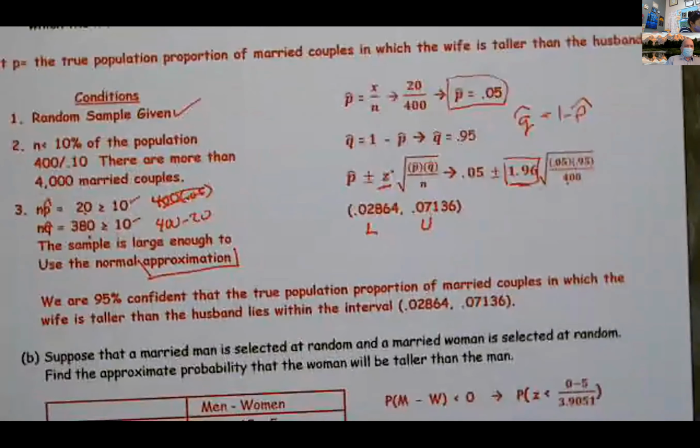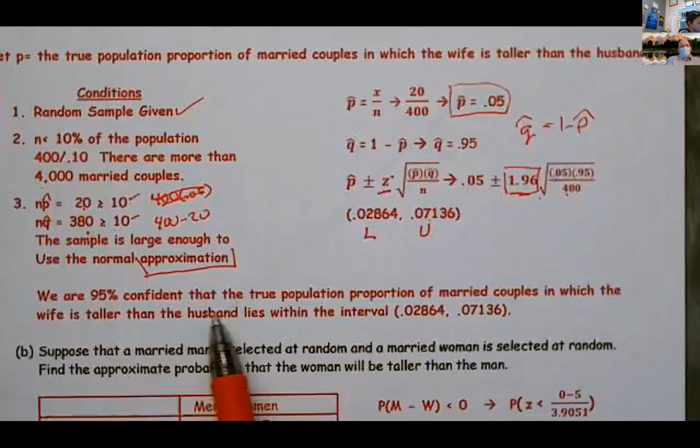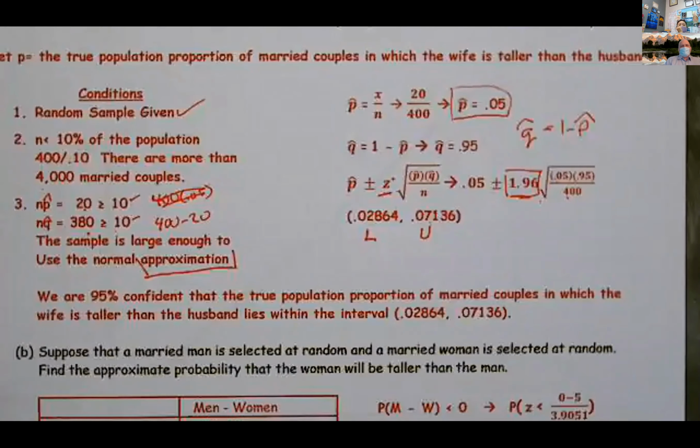So the next thing is we're going to state that. We are 95% confident that the true population proportion of married couples in which the wife is taller than the husband lies within the interval 0.028 to 0.071. And I'm going to pause at this point, if I can find my arrow. There we go.